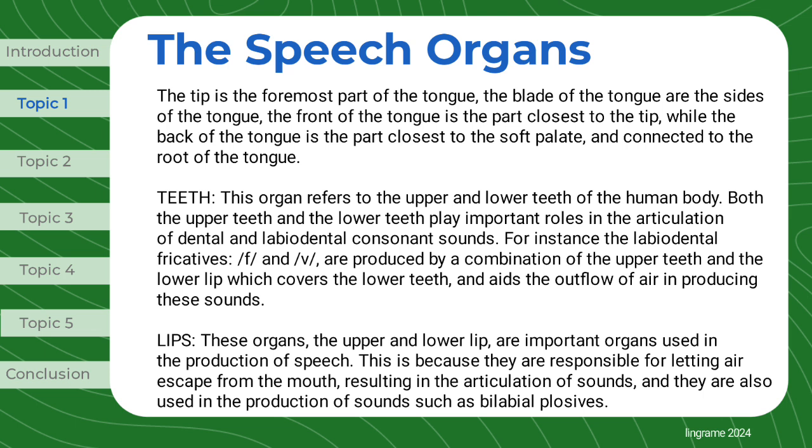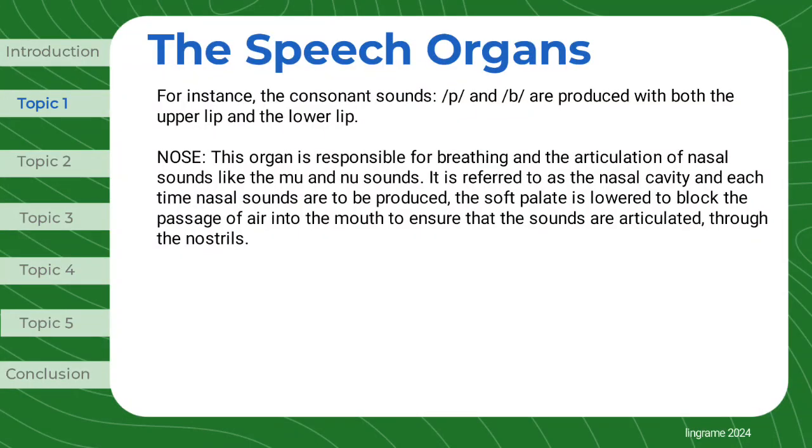Lips. These organs, the upper and lower lip, are important organs used in the production of speech. This is because they are responsible for letting air escape from the mouth, resulting in the articulation of sounds, and they are also used in the production of sounds, such as bilabial plosives. For instance, the consonant sounds, p and b, are produced with both the upper lip and the lower lip.